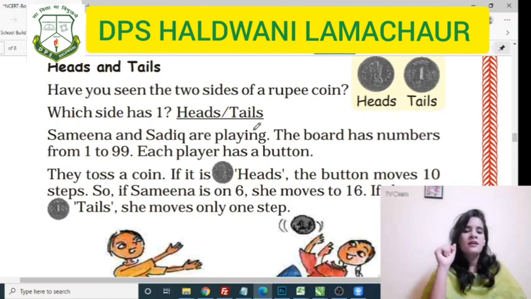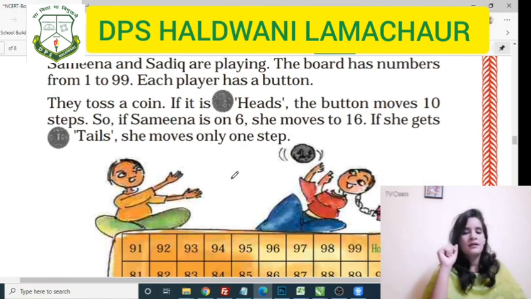Samina and Sadiq are playing. The board has numbers from 1 to 99. Each player has a button. They toss a coin. If it is head, the button moves 10 steps. So if Samina is on 6, she moves to 16. Okay? If she gets tail, she moves only one step.